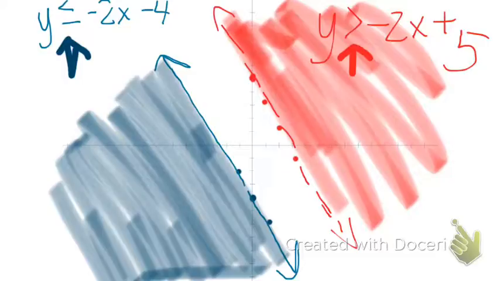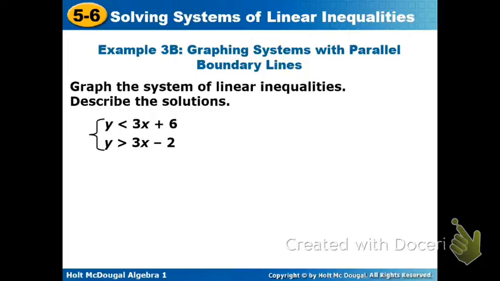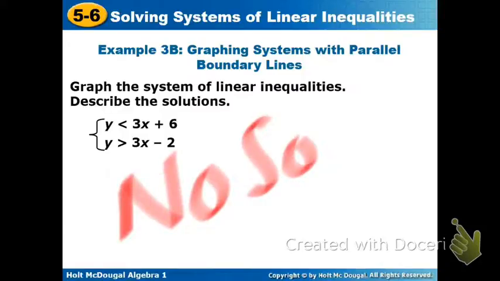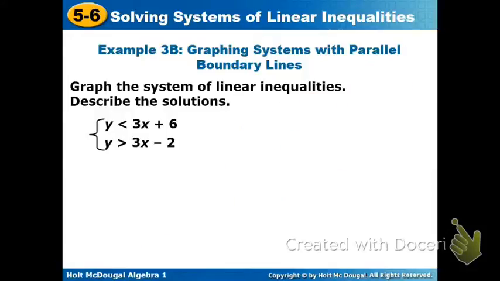No, they do not. Because of this, my lines were parallel. My shading does not overlap at all. This system of inequalities technically has no solutions. So you'd have to graph that to see that there are no solutions. Hopefully no questions there. Let's move on to the next one.